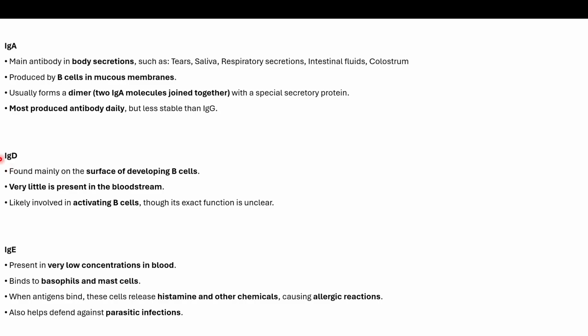Okay. Then IgD, which is found mainly on the surface of developing B cells. It is present in little amounts in the bloodstream, and it is speculated to be involved in B cell activation, although its exact function is a little unclear. Then you have IgE, which is present in very low concentrations in the blood, and it binds to basophils and mast cells. When antigens bind, these cells release histamine and other chemicals, causing allergic reactions. IgE also helps in defending against parasitic infections.